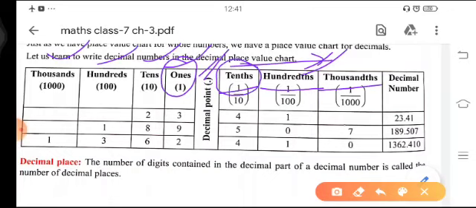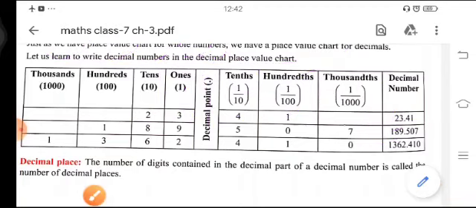So if you have to represent the number 23.41 on a place value table, first check that there is a point. Next, 3 is at the ones place, 2 is at the tens place. Now for the right side digits, you will start with the tenths place. 4 is at the tenths place and 1 is at the hundredths place. Similarly, you will represent all the digits on a place value chart of decimal numbers.